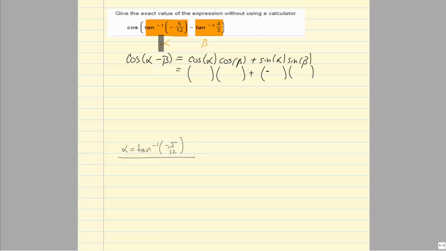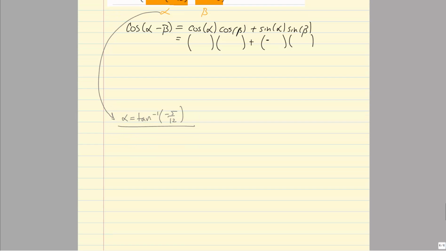And it's called alpha because I named it alpha. So what angle has a tangent of -5 over 12? What angle in the interval from negative to positive pi over 2 has a tangent of -5 over 12? And I don't know, so I'm just going to call it alpha. That's where the alpha came from. So this means that the tangent of alpha equals -5 over 12.